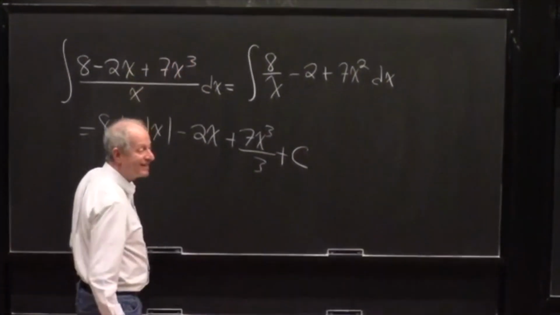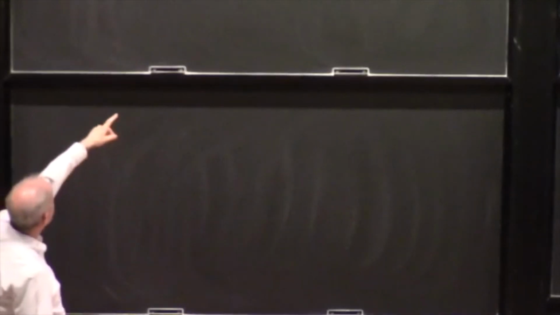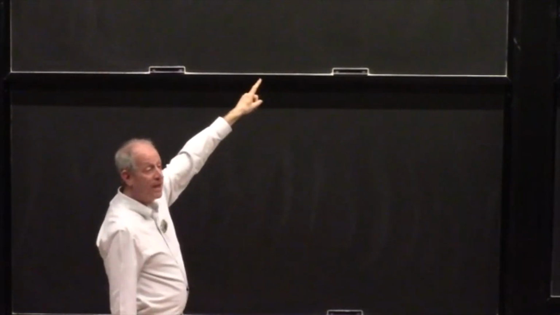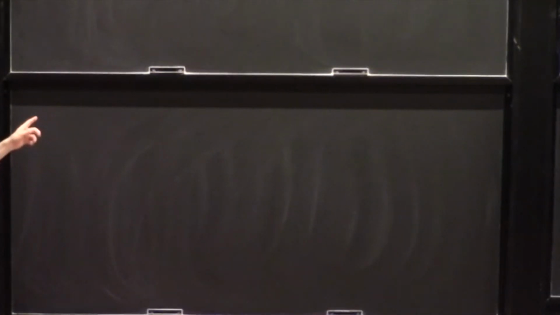plus that annoying constant. Now remember what I told you about the constant. The constant stands for the fact that if you took the derivative of this equation, this lower equation, you would get what's inside the integral because the derivative of a constant is always 0. So it doesn't really matter what the constant is.